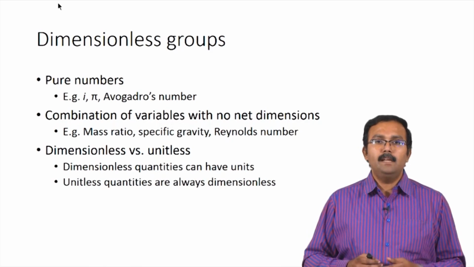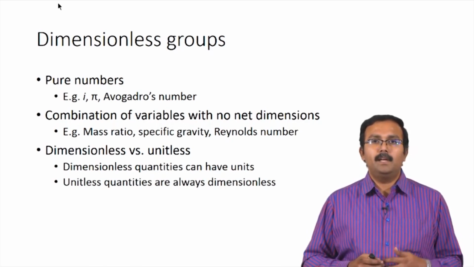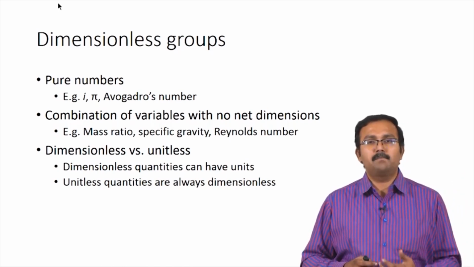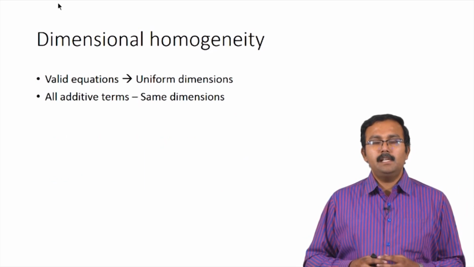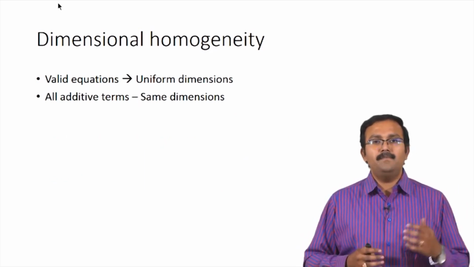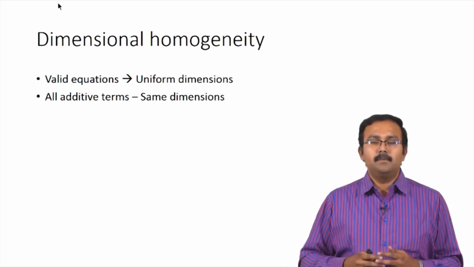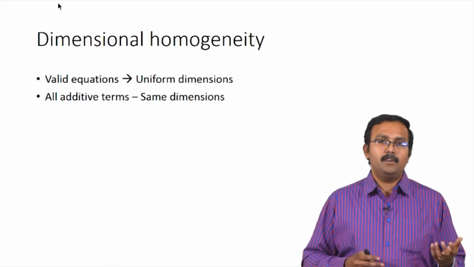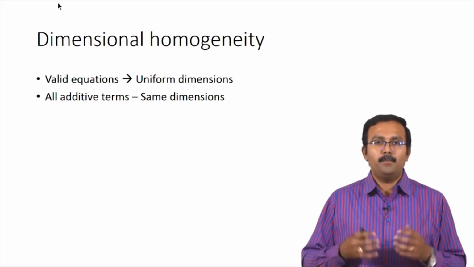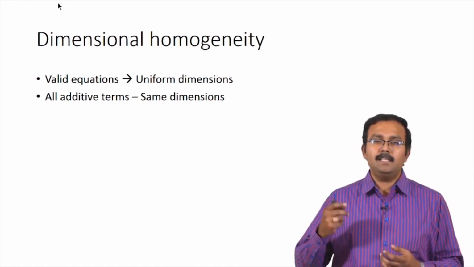The example would be mass ratio, which technically has units of grams per gram, where it would be grams of one component divided by the grams of mixture or the grams of the other component. Dimensional homogeneity is something which needs to be verified and valid for every equation. All valid equations would have uniform dimensions. By that I mean the left hand side of an equation and the right hand side of the equation should have the same dimensions. Another important parameter is all additive terms in an equation need to have the same dimensions.